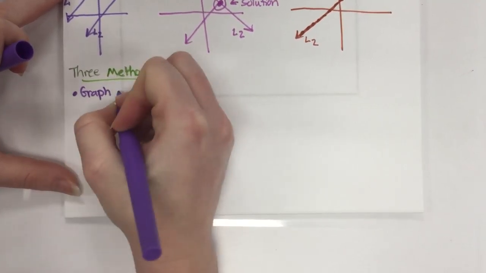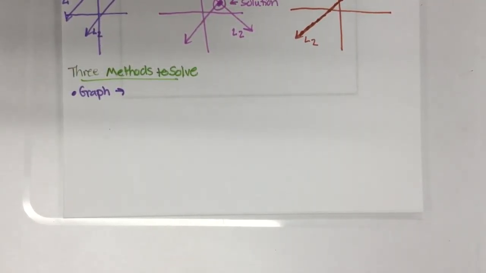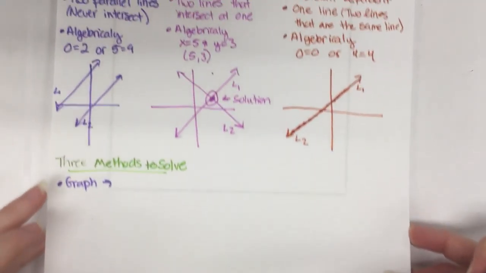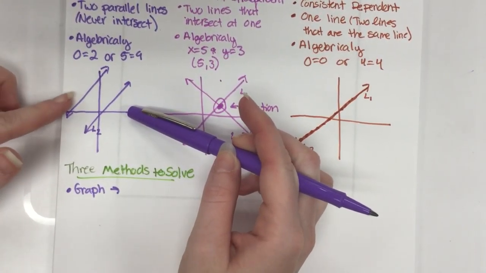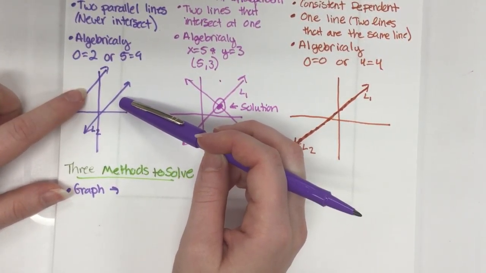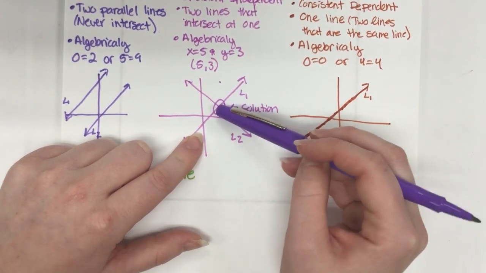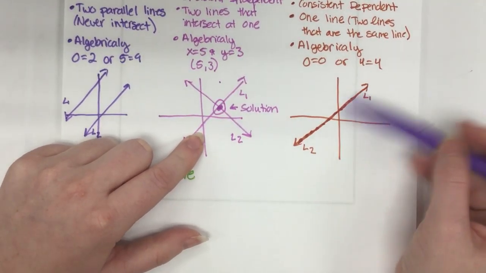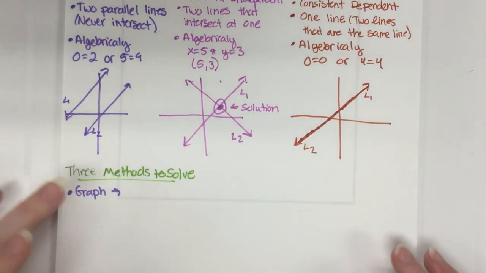Okay, now graphing works with every single one, but in reality, sometimes it's better and sometimes it's not. So you can graph them, and when you graph them, you're going to have one of these three cases. If you get two parallel lines, then that's no solution. But you need to make sure that if they're parallel, their slopes are the same. If you get two lines that intersect, then you need to find the point where they intersect. And if you graph the same line, then you just need to make sure it's the exact same line when you're plugging it in, okay?